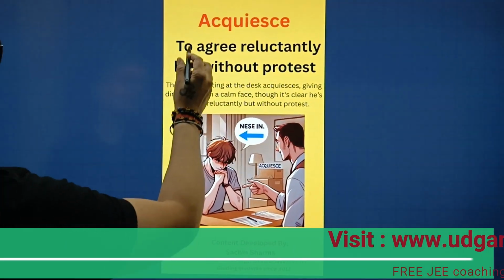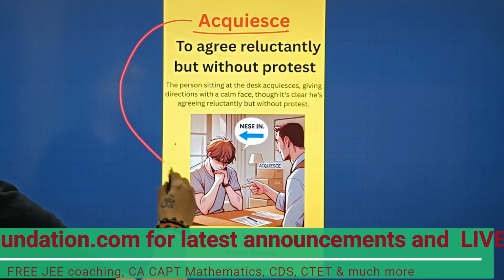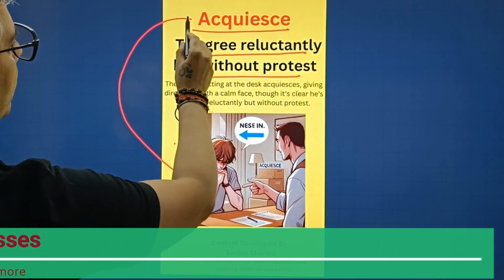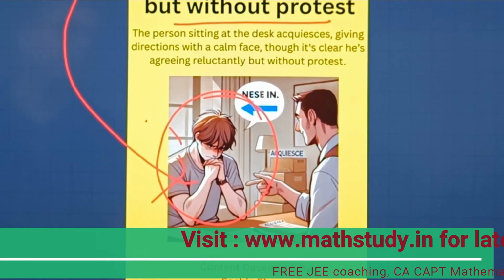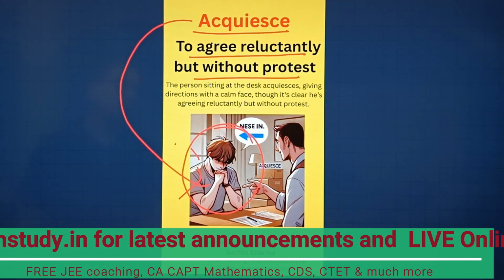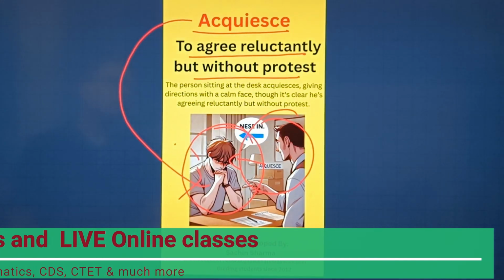So our next word is acquiesce. So what is the meaning of acquiesce here? To agree reluctantly but without protest. If we see the picture here, a person is not denying anything and is agreeing to something reluctantly. That means the other person is trying to convince him but he is not opposing him.